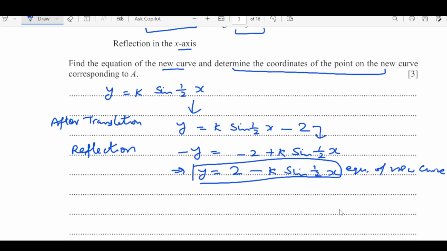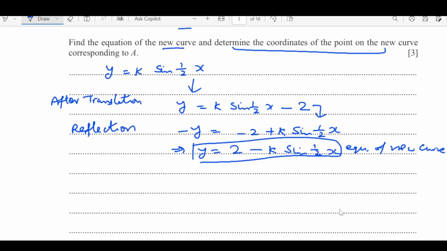Now we have to determine the coordinates of the point on the new curve. Let me explain again, this is x, y. Once we reflect, x will remain positive and y becomes negative. That is why we changed the sign here after reflection.